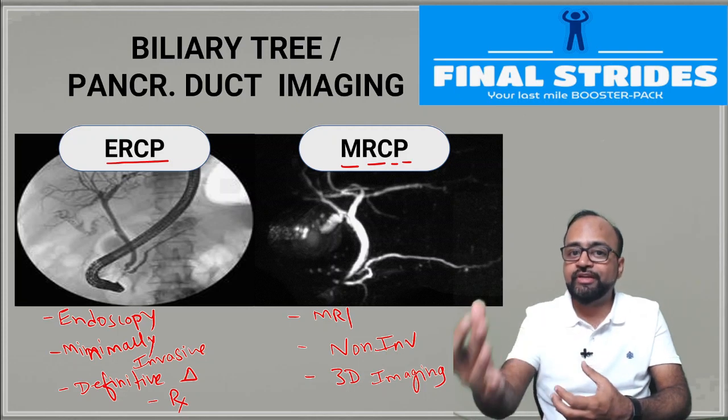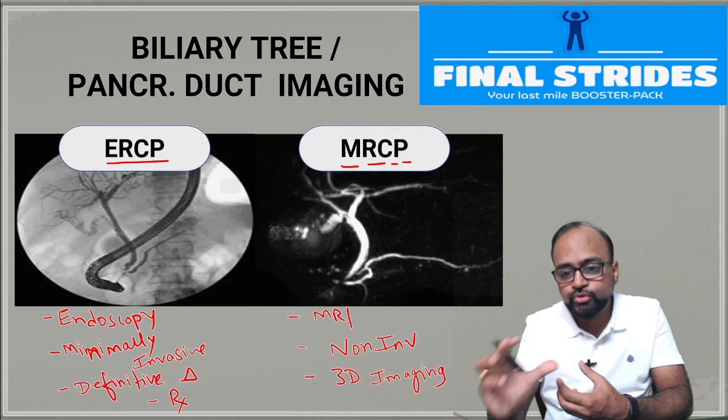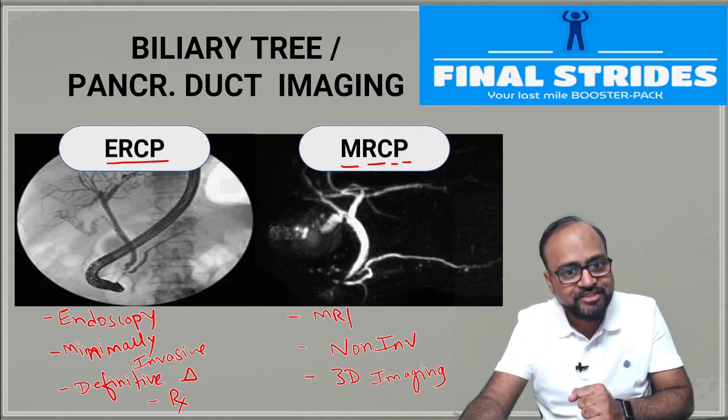These are heavily T2 weighted images. Biliary tree is filled up with bile, that is water. Water appears bright on T2, so it is a 3D image block which can be reconstructed in MRCP.